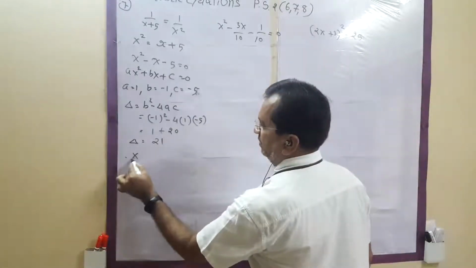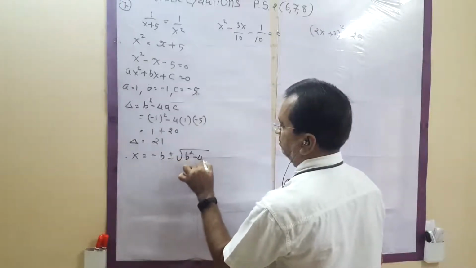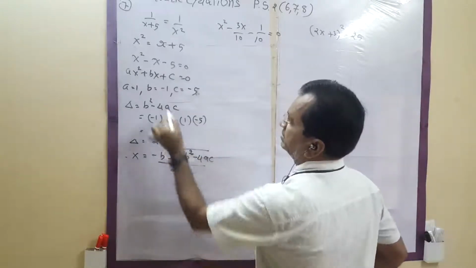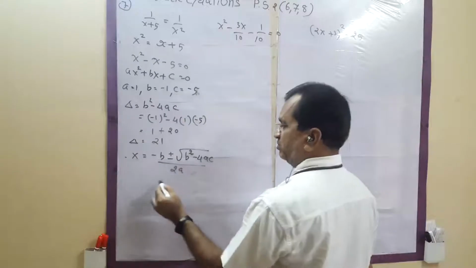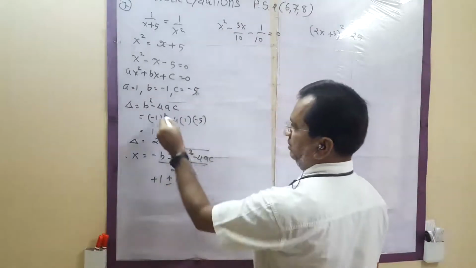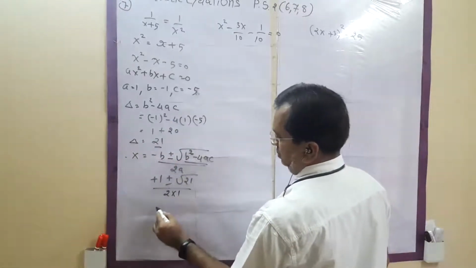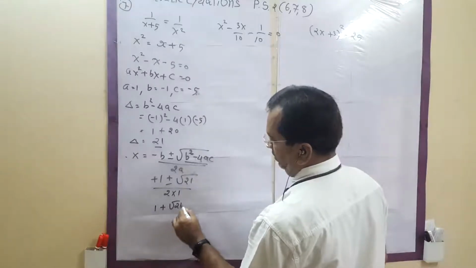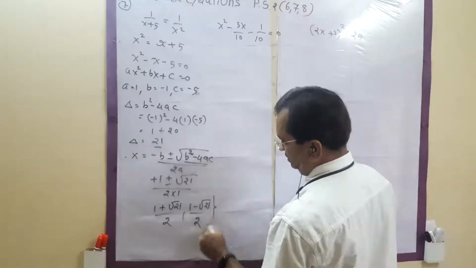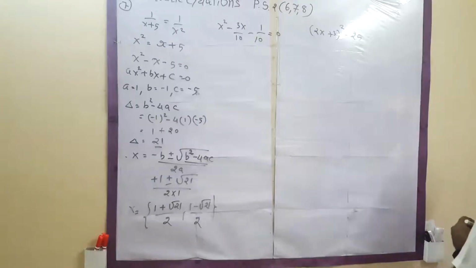Okay, now directly the formula: x is equal to minus b plus or minus under root b square minus 4ac by 2a. What is minus b? B is minus 1, so minus b is plus 1. This value I got 21. Under 2a, a means 1. So 1 plus root 21 by 2, 1 minus root 21 by 2. These are the two answers. That is the solution for x.